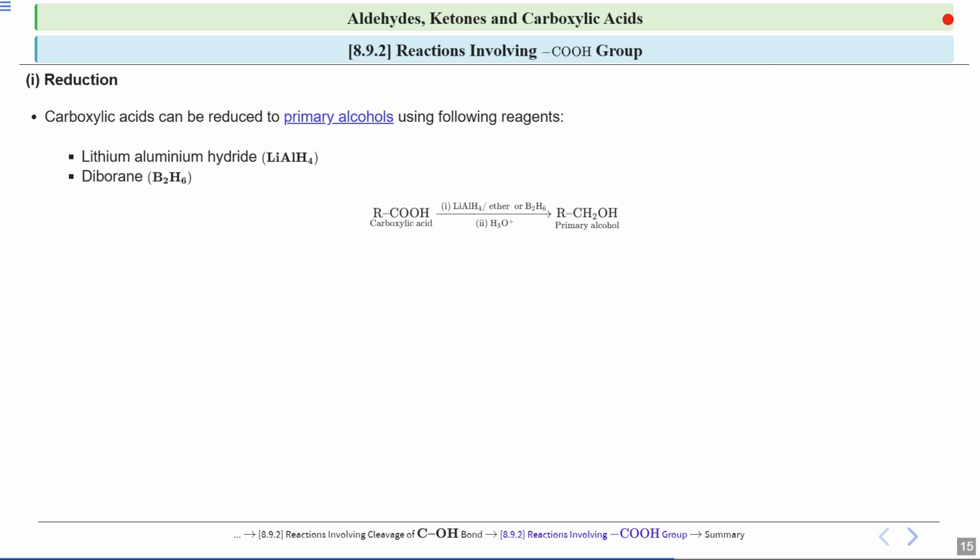If you look at this particular reaction, you have a carboxylic acid, represented as RCOOH, which is treated with lithium aluminium hydride in ether or with B2H6, diborane, followed by hydrolysis. It is reduced to the primary alcohol, which is RCH2OH.